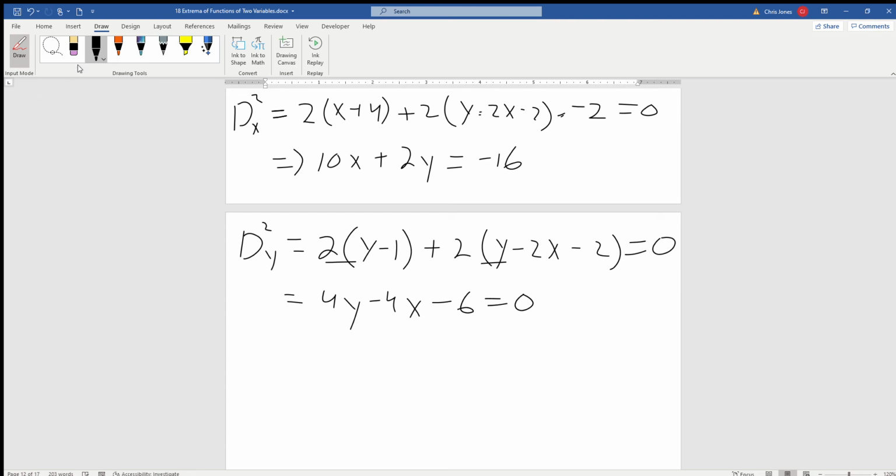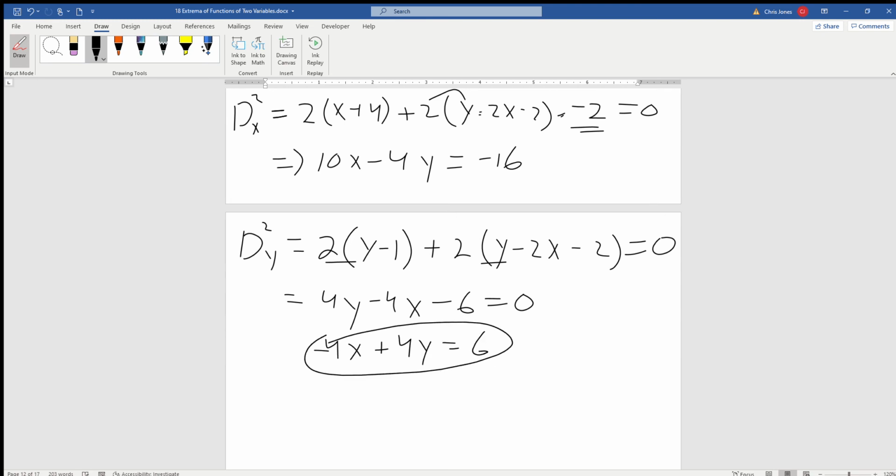I did notice a boo-boo up here. This should be negative 4y. I forgot to multiply by the negative 2. So all I did was just 2y there. All right. And so we could rewrite this as negative 4x plus 4y equals 6.